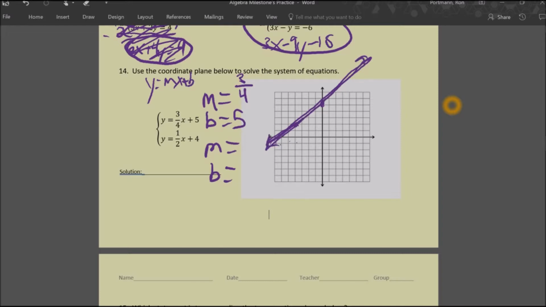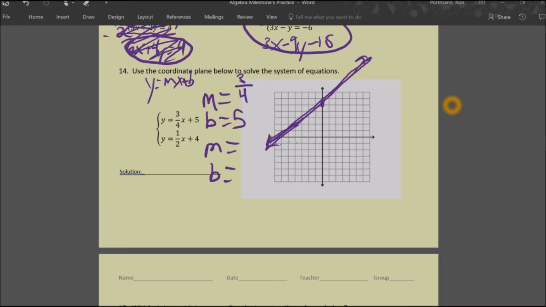All right, it's crossing the y-axis at 5. It's got a slope of 3/4. It's got a rise of 3, run of 4. In this case, since it went off our graph, we went down 3, 1, 2, 3, and then to the left 4, 1, 2, 3, 4. And 2 negatives would make it positive.